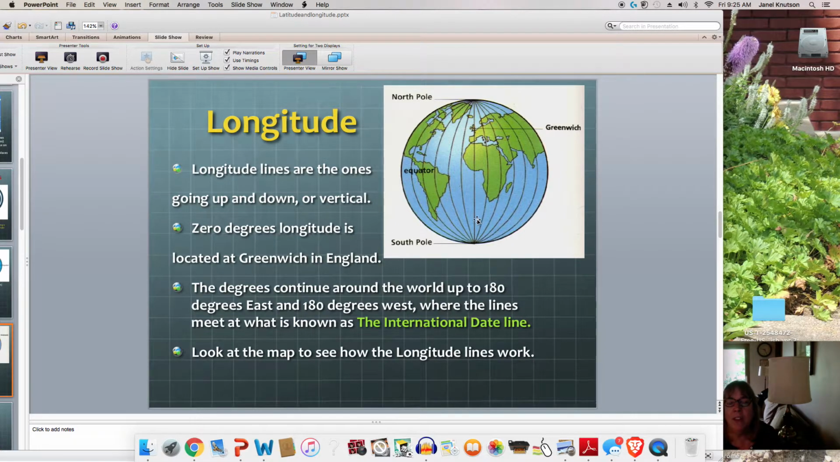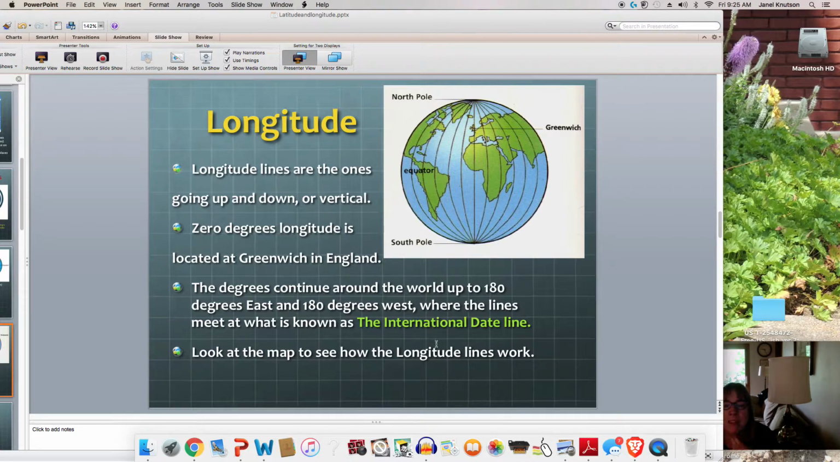And you know how the latitude lines only went to 90? Well, these longitude lines go all the way around the Earth, so they go to 180. There's no north and south. With longitude lines, it's east and west, so it just goes all the way around. 0 degrees is Greenwich, England, and the degrees continue around the world up to 180 degrees east and 180 degrees west, where the lines meet at what is known as the International Date Line.